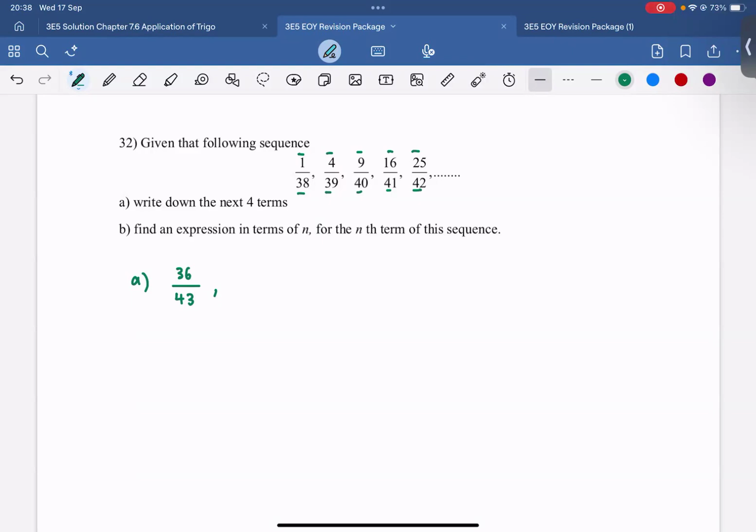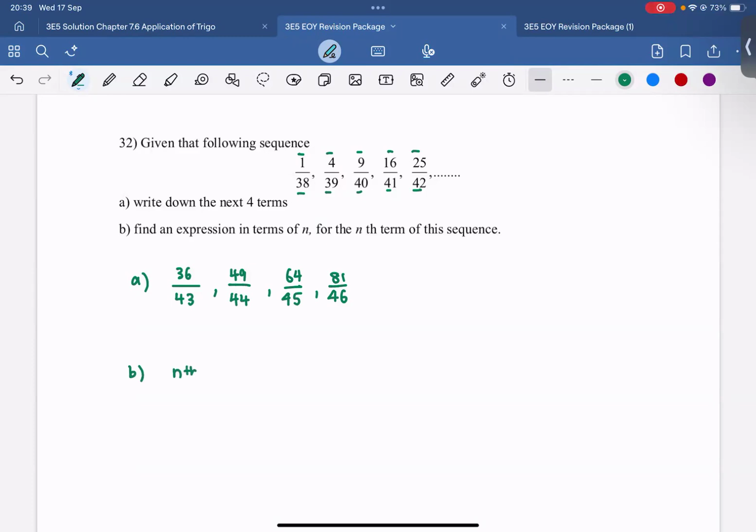Next term, 49. Wait, 49. Yeah, 49, my bad. 7 squared is 49. The denominator is 44. Nice one, Alex. Next. 64 and 45. Next, 81 and 46. So find an expression for the nth term.